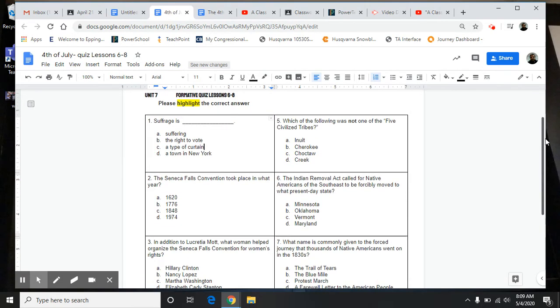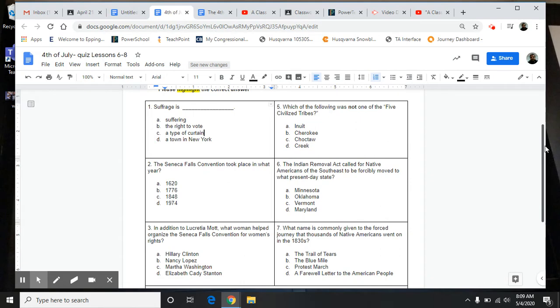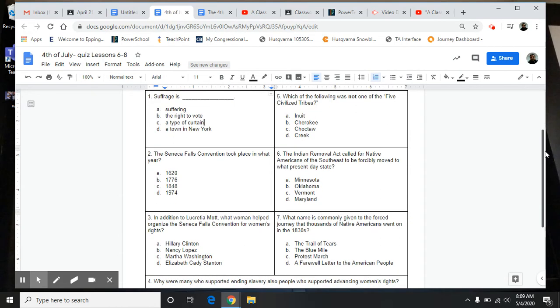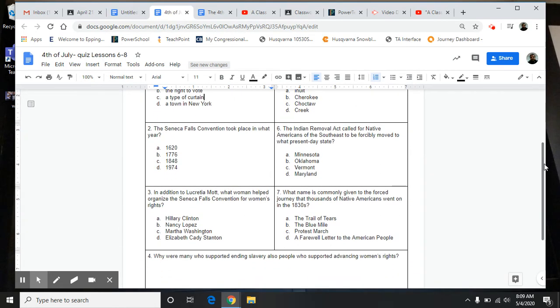Number five, that would be the Inuit. The Cherokee, Choctaw, Creek joined the Chickasaw and Seminole as the five civilized tribes. Number six, the Indian Removal Act. Oklahoma was the destination of. Number seven, the Trail of Tears.